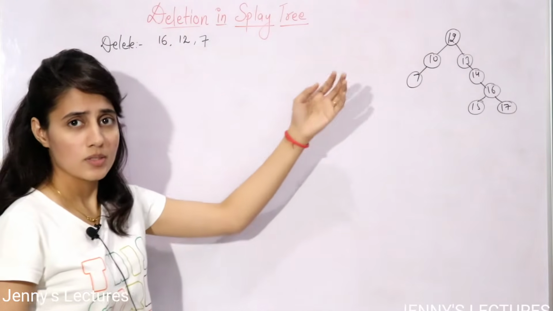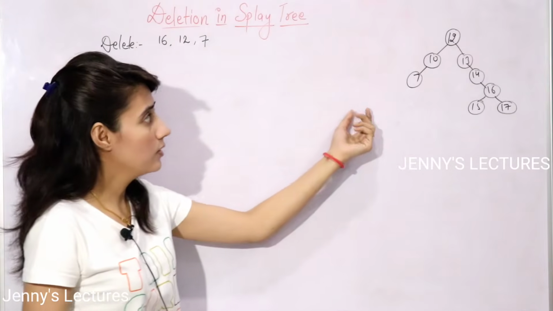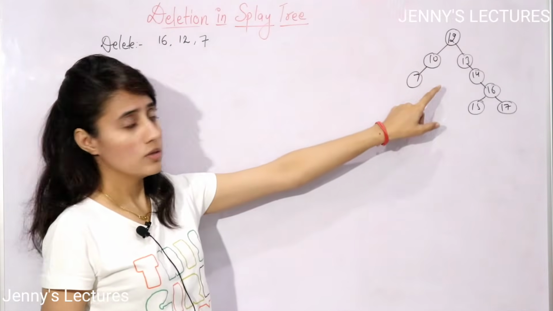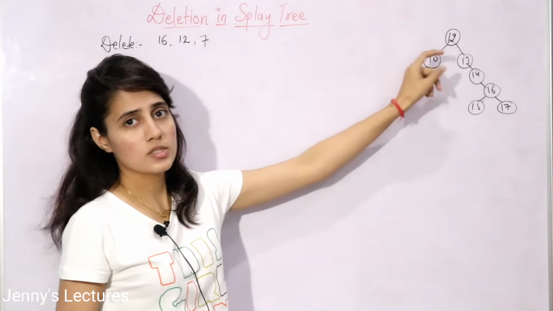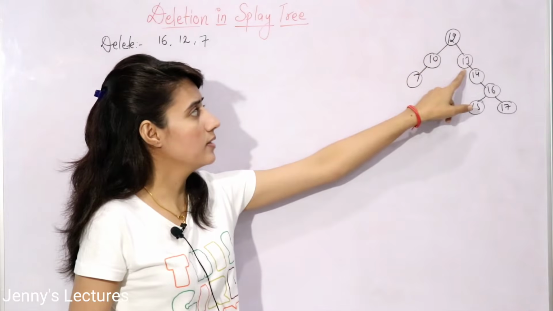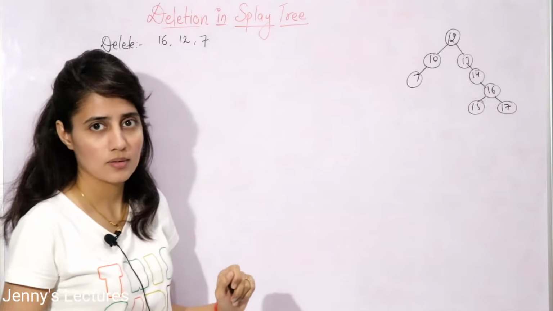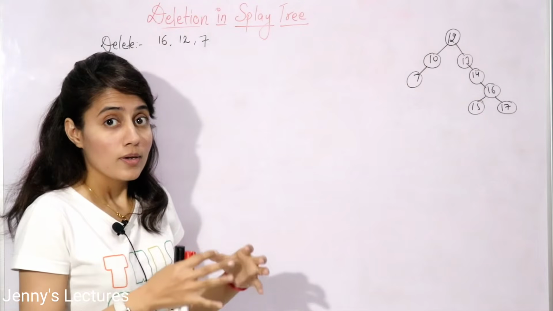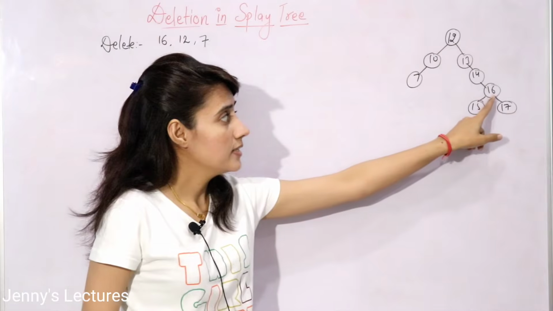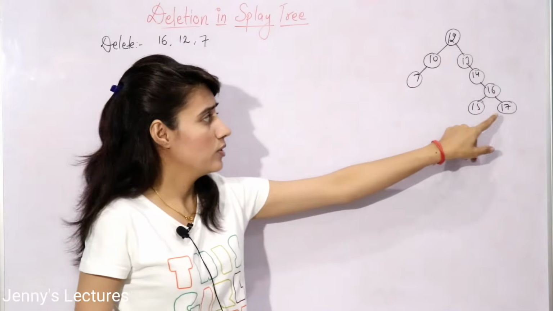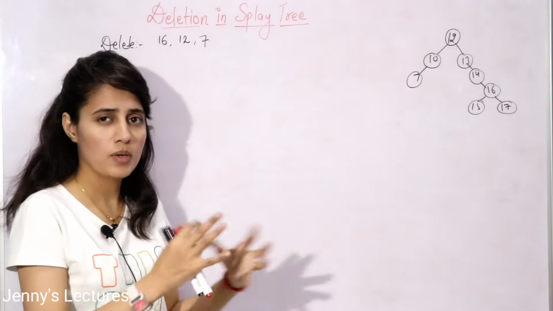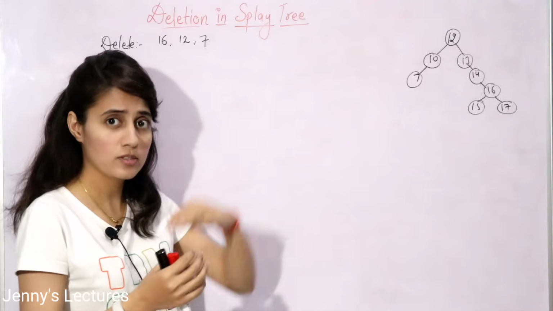Now searching means this is a binary search tree, right? So how to do the searching? Compare 16 with this root node. 16 is greater than 12, greater than 13, greater than 14. Here we got 16, right? Now here we will not delete this 16 and replace it with one of its children, maybe the inorder predecessor or successor. No, that is in bottom-up splaying.